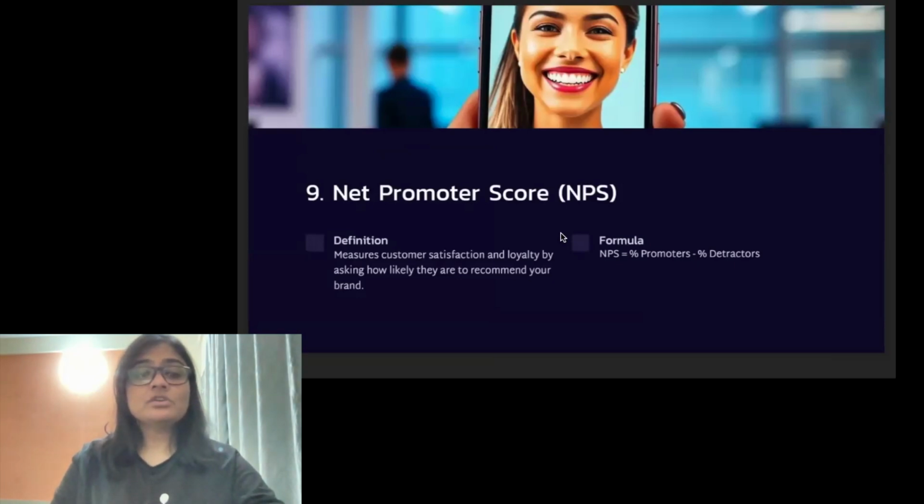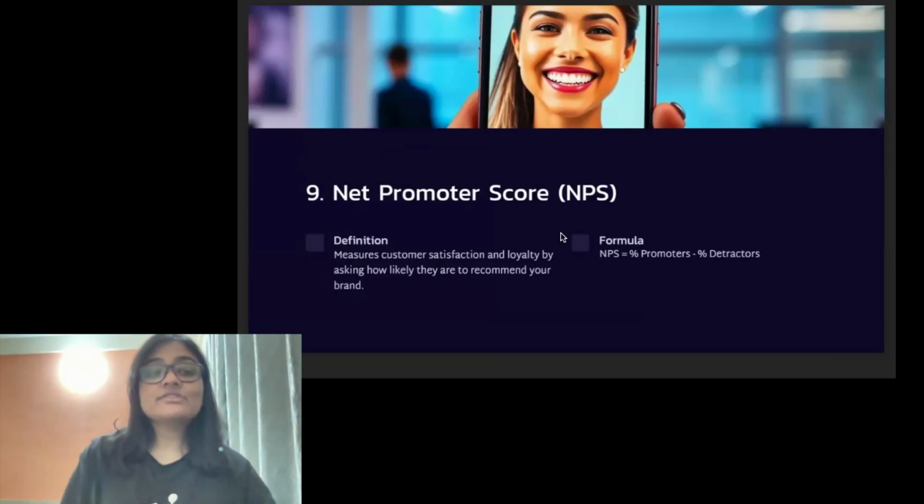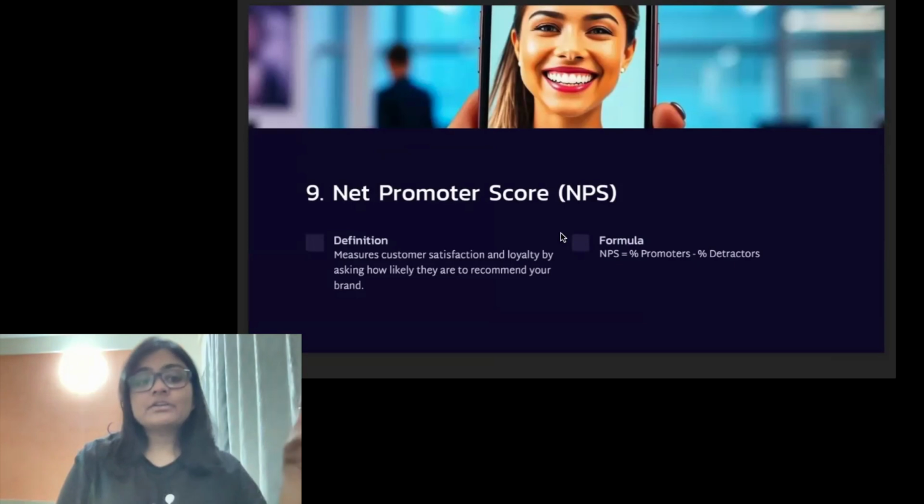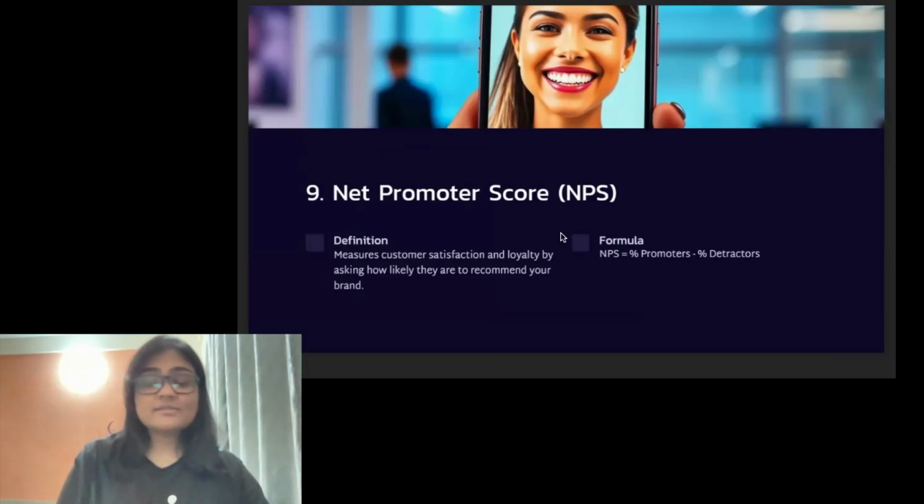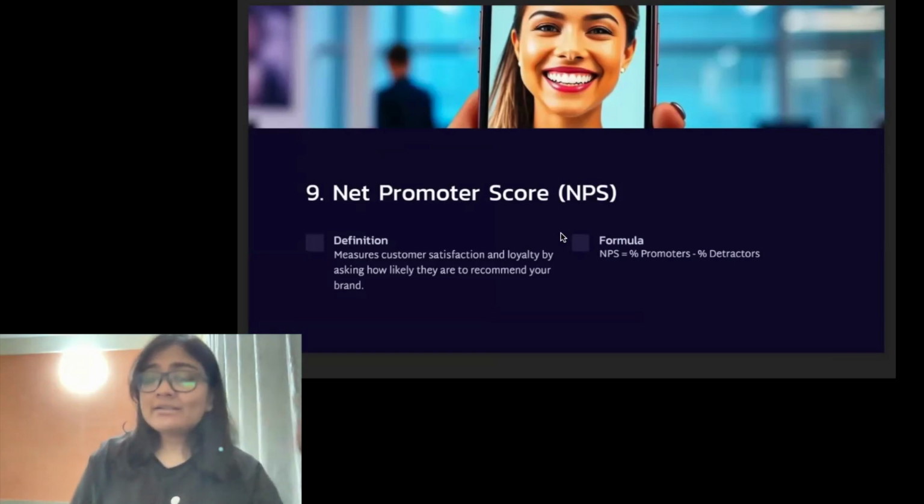Coming to Net Promoter Score, which is also denoted by NPS. So it basically measures the customer satisfaction and loyalty by asking how likely a customer is to recommend your product or service. We can calculate it by subtracting the percentage of detractors from the percentage of promoters. It matters because a higher NPS indicates a strong likelihood of word of mouth referrals and customer retention.